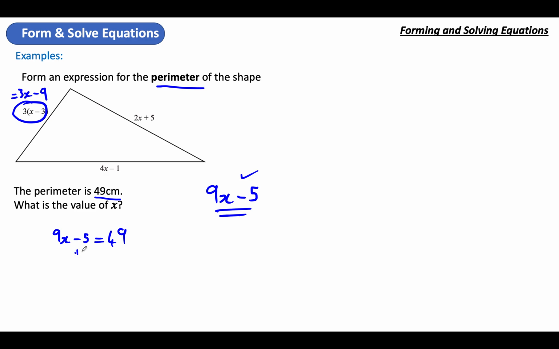Let's do plus 5 to both sides. 5, take away 5 is nothing, so 9x is on its own. 49 plus 5 is 54. So 9x is 54. Divide by that number touching x, just get it on its own. And there are 6 9s in 54. So that is my answer. X is worth 6.